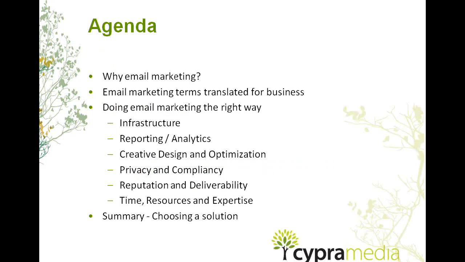We're going to step on next to email marketing terms. And I want to focus here on translating some of these terms that we use in the industry into business terms, just to make it a little bit more relevant and show you how email marketing really ties in closely to your business objectives. From there, we're going to go into a little bit more detail. So we're going to focus on some of the important elements of email marketing, starting with infrastructure, then reporting and analytics, creative design, and optimization. From there, Oscar is going to take over. He's going to cover privacy and compliancy, reputation and deliverability, and time, resources, and expertise.